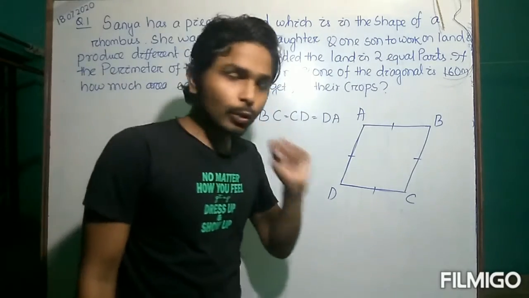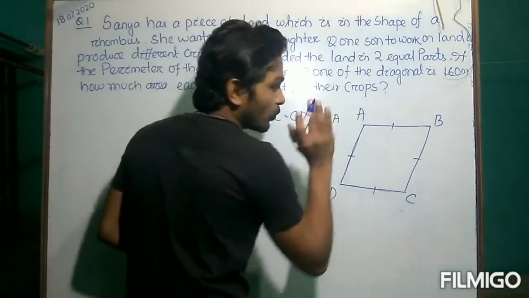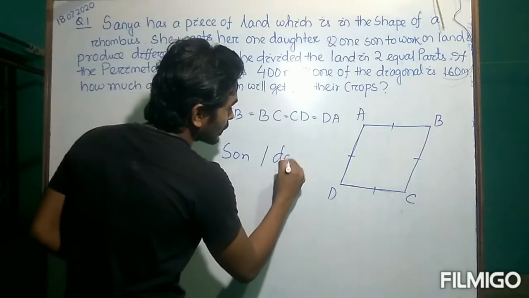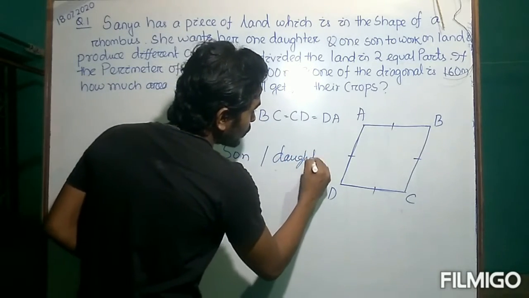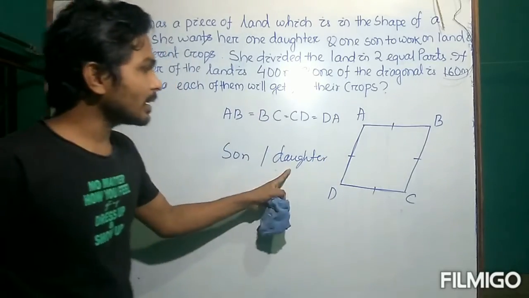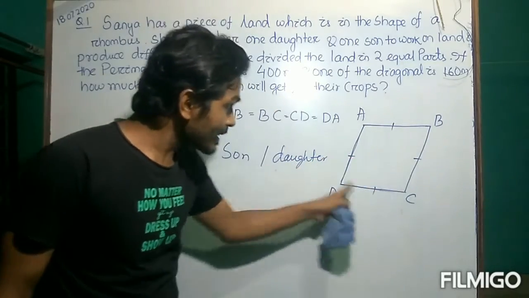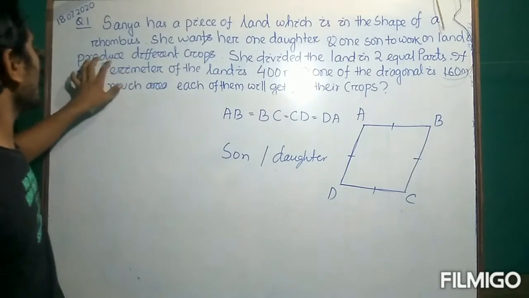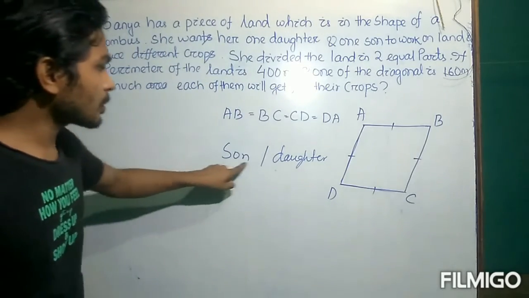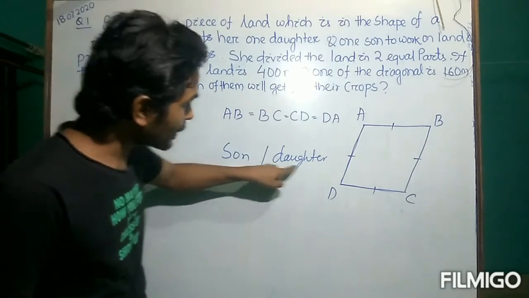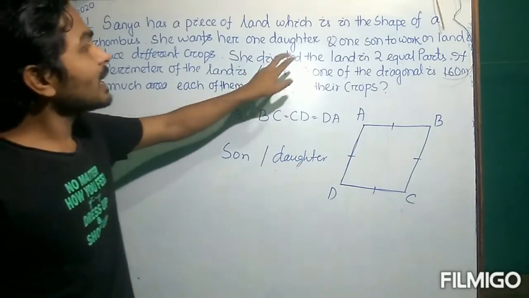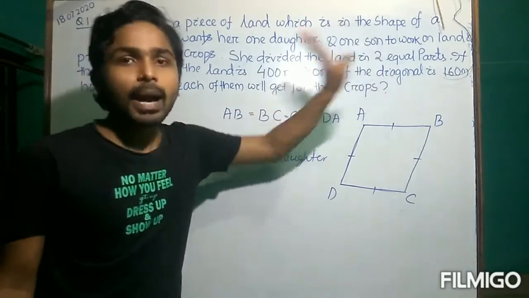Next, she wants her one daughter and one son to work on the land. So she has two children, one son and one daughter. Her son and daughter will work on this land and will grow crops. Clear? They will produce different crops. The son will produce one type of crop and the daughter will produce another type of crop.